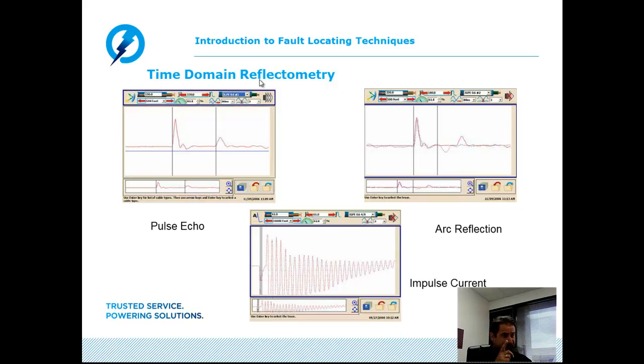Many times, when we hear the name TDR or time domain reflectometry, many of us associate it with this technique here, pulse echo. But we will learn through this presentation that there are actually some subtle variations, and all of these different variations, impulse current, arc reflection, and pulse echo, all are time domain reflectometry techniques.